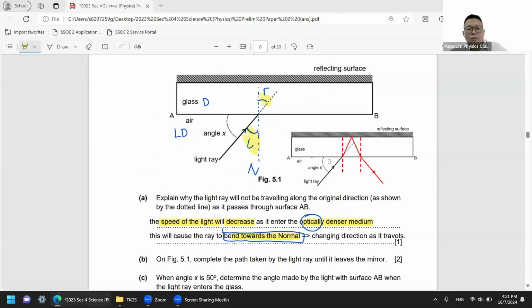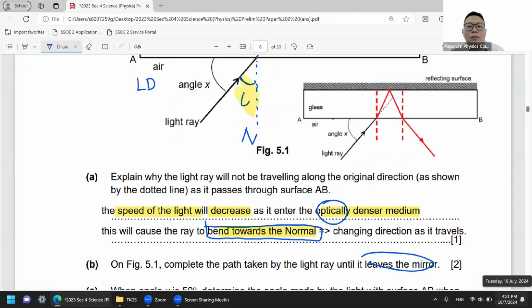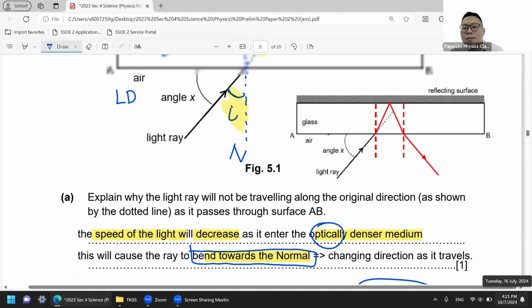For 5B, I would say it's quite straightforward. Once you know it is optically denser, it bends towards the normal. We just need to account for different paths or different points of contact. In this question, the question says until it leaves the mirror. So take a look: when it enters the glass block from less dense to dense, it bends towards the normal here.